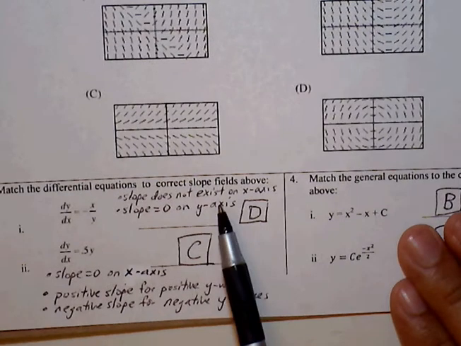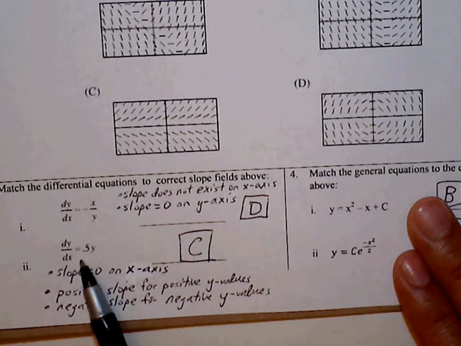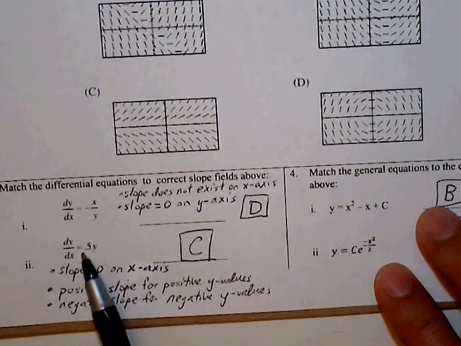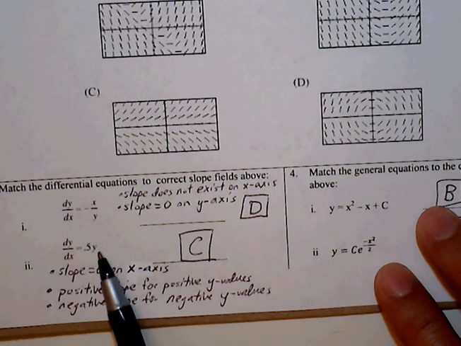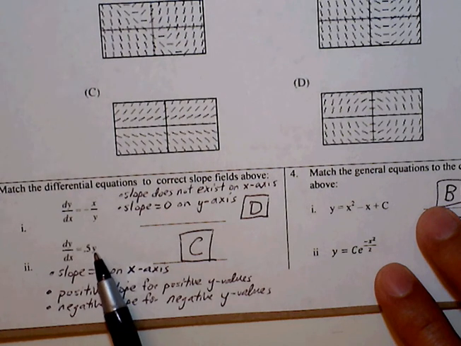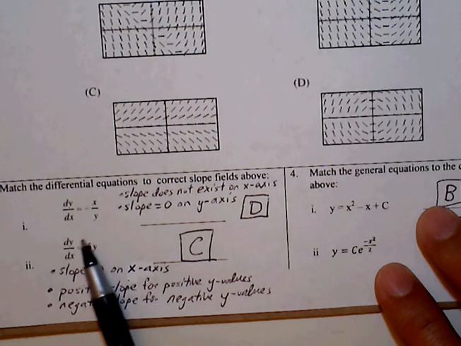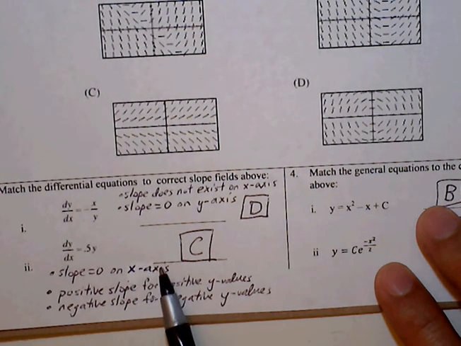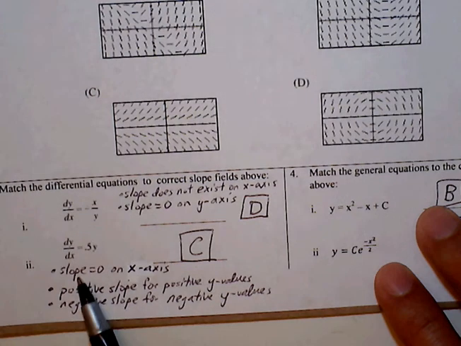Part 2, dy over dx is equal to 0.5y. A couple of observations that we can make is that when y is equal to 0, we know that our slope is always going to be 0. So when y is 0, that is basically the x-axis. So we know that the x-axis will have a slope of 0.